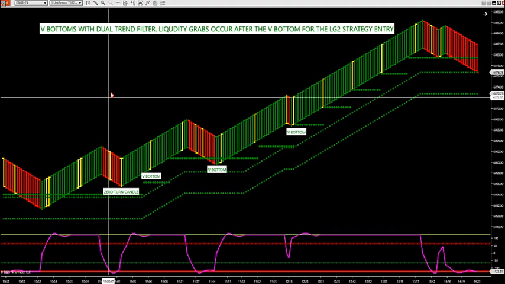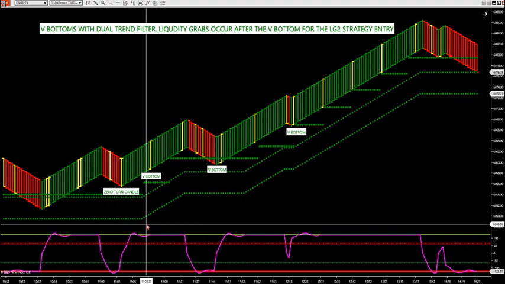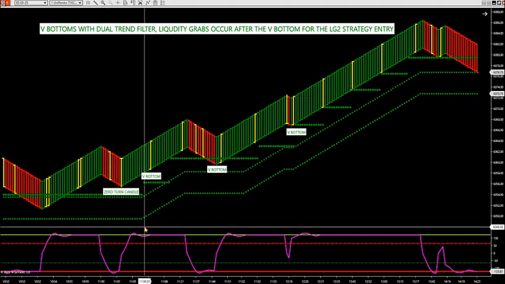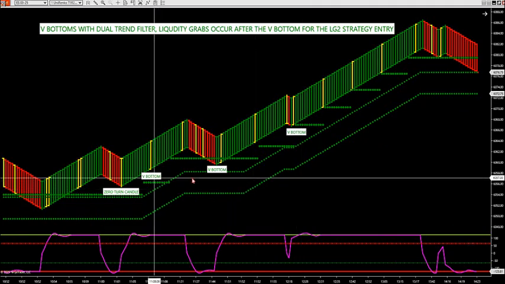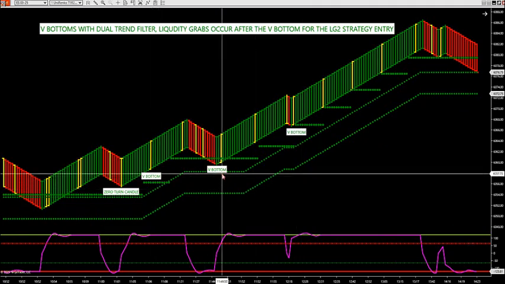So what does V bottoms with dual trend filter mean? What we're looking for, guys, is pullbacks against the overall trend to look for a V bottom and then look for a strategy entry, meaning what I call an LG2 entry. It looks for the first liquidity grab after the V bottom.